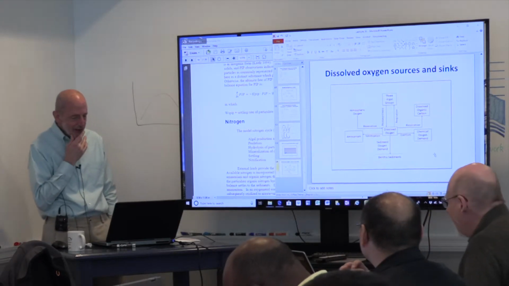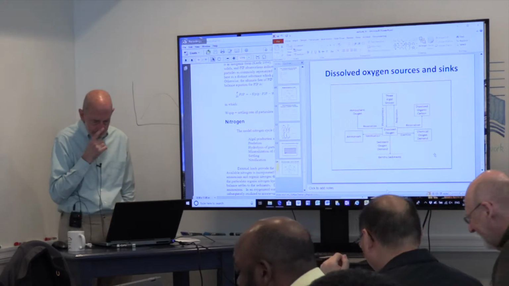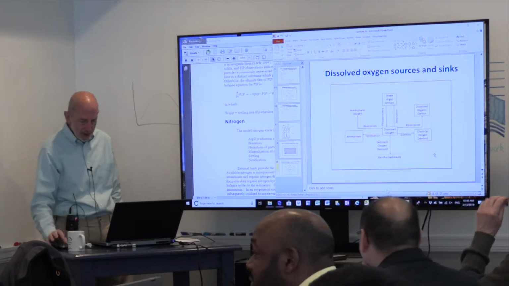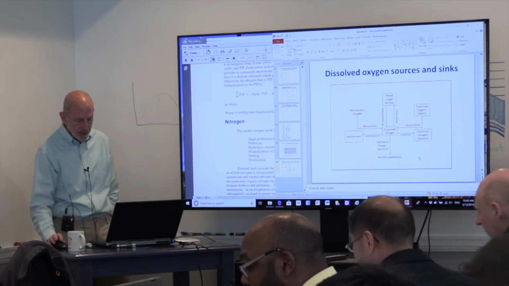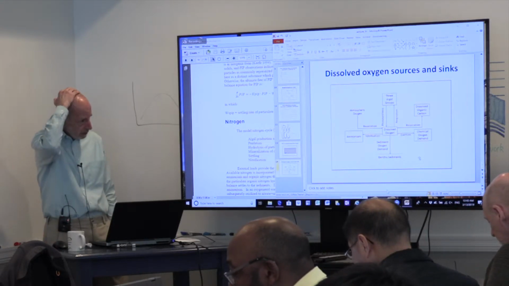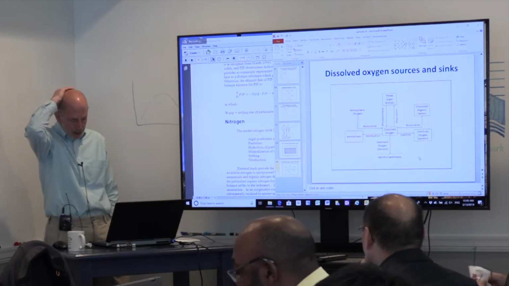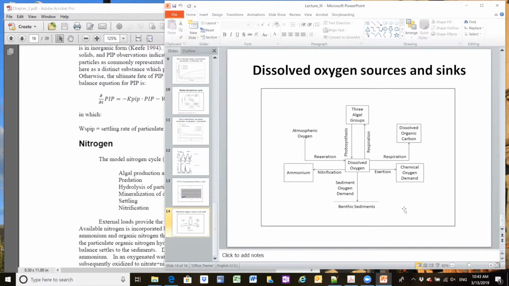In any event, okay, let's look at the dissolved oxygen cycle. Repeating myself as before, if it's got a box around it, it's a model state variable. If it doesn't have a box around it, it's not a model state variable. As with the carbon cycle, here we've got some open things, or things that aren't boxed, which are basically the atmospheric oxygen.